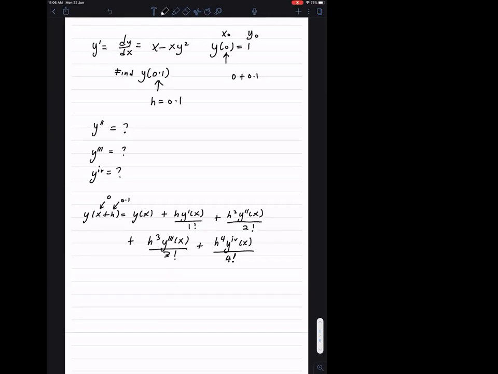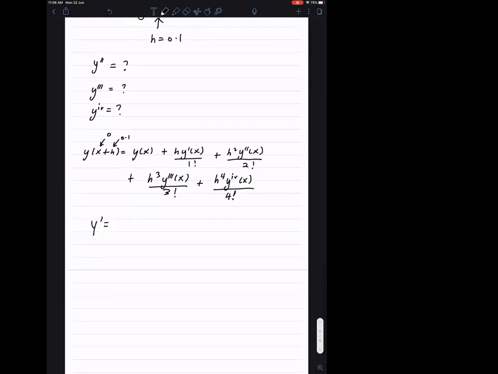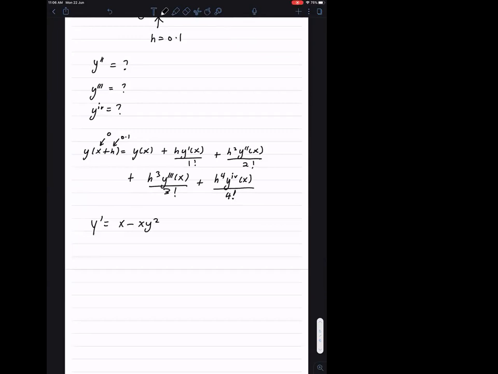First derivative, you guys know how to take the derivative, right? So it's given, x minus x y squared. Then you have to take the second derivative. It's 1 minus x times 2y y prime, plus y squared. Something like this. So you have to continue step by step.